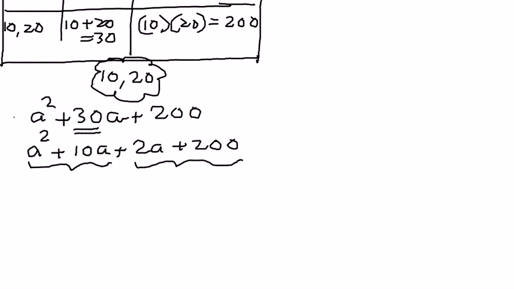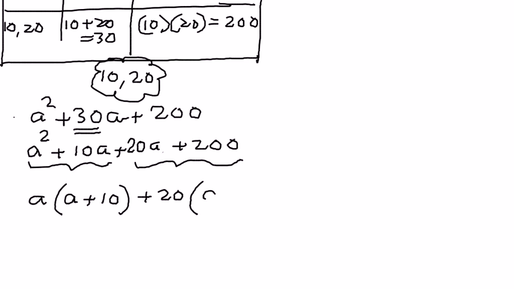Between a squared and 10a, what is common? A is common. If I pull out a from a squared, a is left. If I pull out a from 10a, 10 is left. And then in the second set of two terms, this is 20a, not 2a. This is 20a, right? So between 20a and 200, what is common? 20 is common, and therefore if I pull out 20 from 20a, a is left, plus if I pull out 20 from 200, what is left?